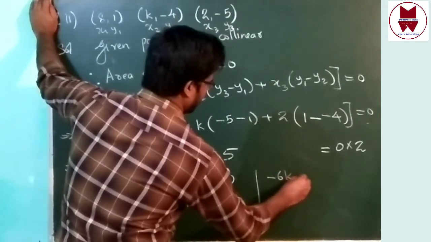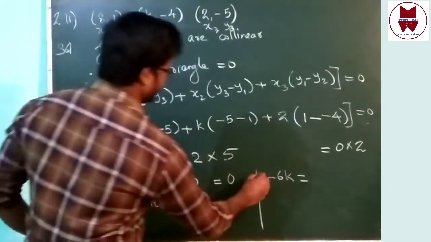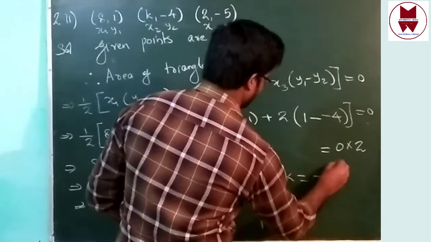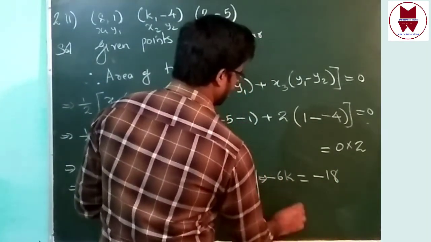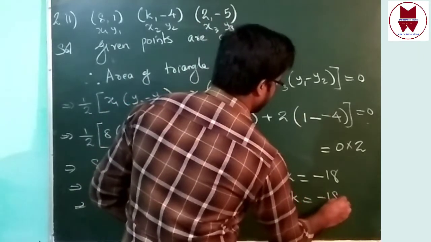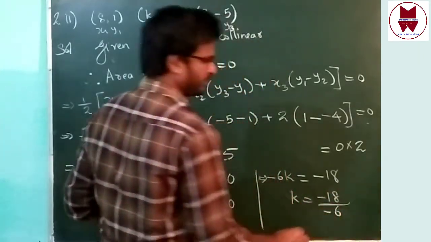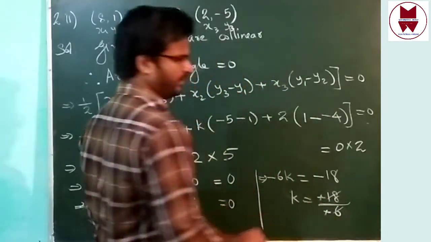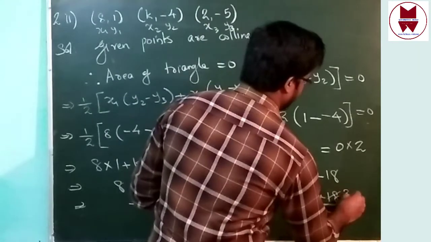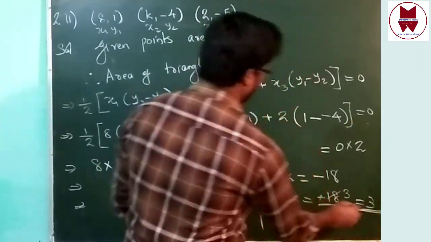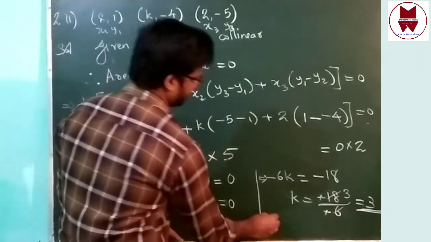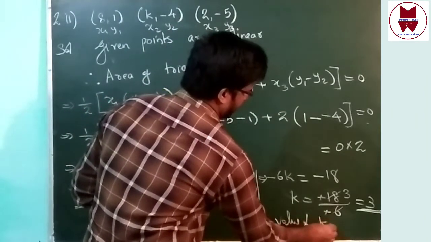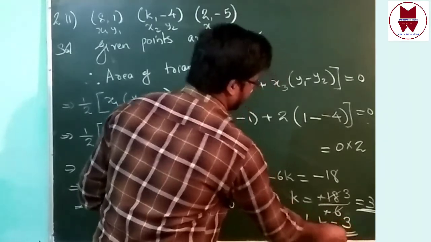Minus 6k equal to, what will you get? This 18 bring to right side, that will be minus 18. Minus 6k equal to minus 18. k equal to minus 18 divided by minus 6. Cut it, minus minus, you will get 18 and 6. In 18, 6 3 times. We got answer 3. Therefore, value of k equal to 3.